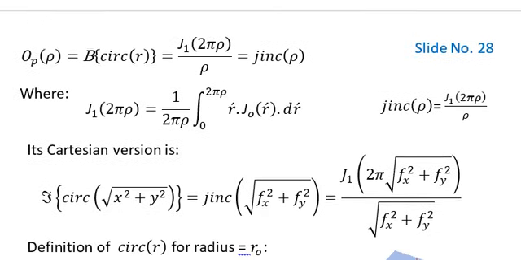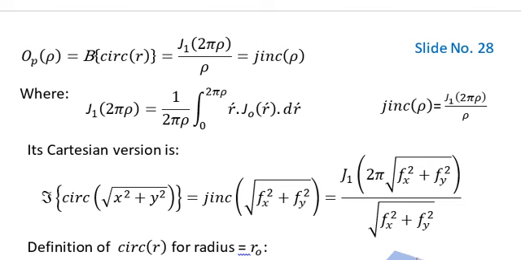Okay, now we have explicitly shown these results over here. That is, the Fourier transform O subscript P as a function of rho is equal to the Bessel Fourier transform of the circ function, which is J1 of 2 pi rho over rho, and this will be equal to the jinc of rho. So jinc of rho in terms of the Bessel function of the first kind is also given, that is J1 of 2 pi rho over rho.